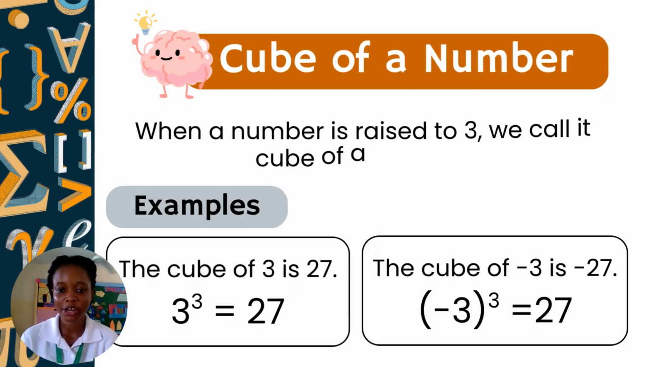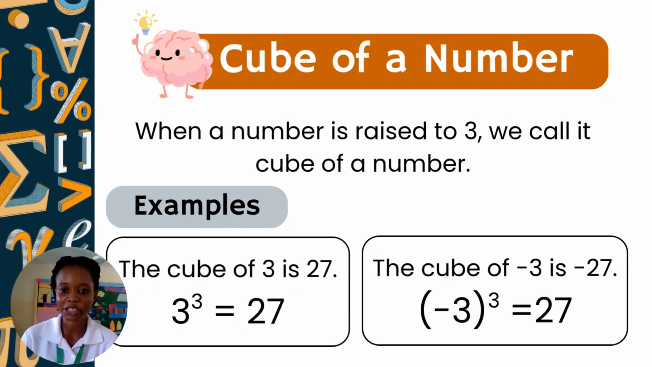So remember when we're talking about the square of a number, we're raising to the power of what? 2. Now for the cube of a number, we are raising to the power of what? 3. So when you raise a number to the power of 3, we call it the cube of a number. For example, the cube of 3 is 27. That is 3 raised to power 3. That means 3 is multiplying itself 3 times. That's 3 times 3 times 3.